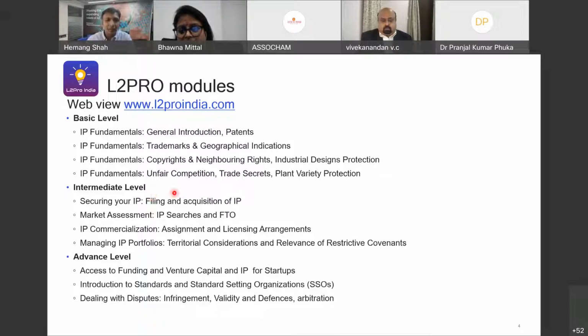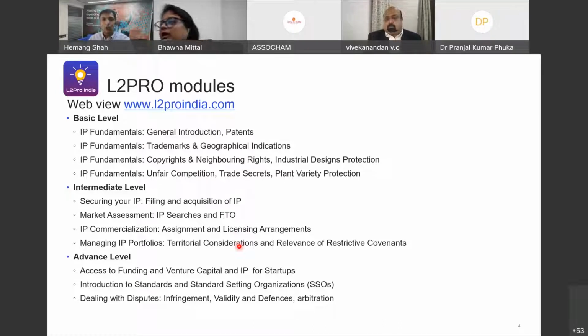Then we have an intermediate level where you get into further details of IPR, like what IP searches are, what FTO is, and so on. And then folks who are really interested, you can always go on to the advanced level where you can learn more about how IP plays an important part in getting access to funding and VCs. VC meaning venture capital. Here, how you can understand how standard setting organizations work, and of course, sometimes there can be disputes. So how can you navigate around those things?